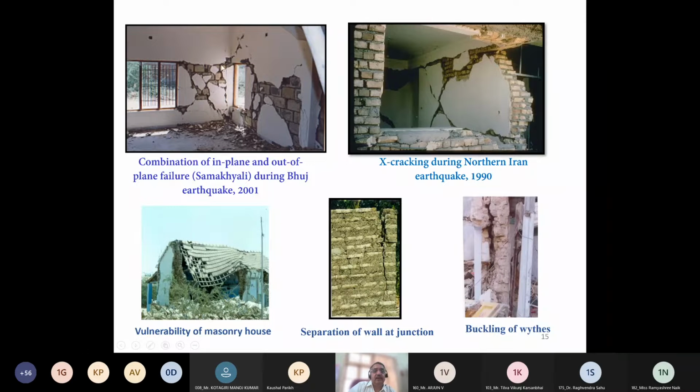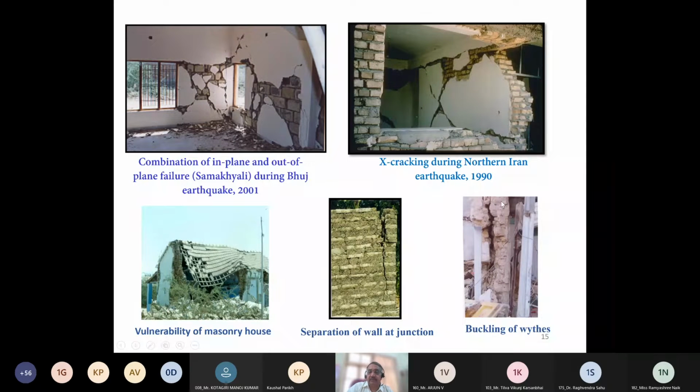Particularly here, these masonry walls, failure has occurred. X cracking, development of X cracking during the northern Iran earthquake 1990. Masonry collapsed here. Here, separation of the wall at the junction of two walls. And then this is an example of failure of a stone masonry wall, buckling of plates.